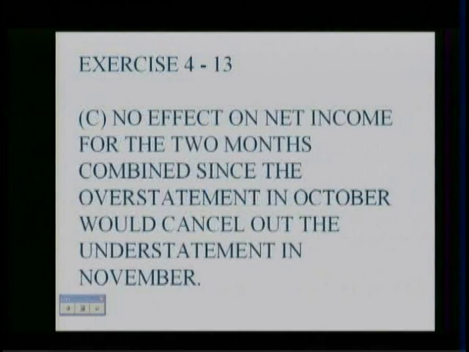In C, they say, okay, what is the net effect of these 2 months taken together? Well, they offset each other because you had overstatement in one month, understatement in the next month. They cancel each other out. But each month is wrong, but the overall effect is correct. So be aware that you will affect 2 different months if you forget to make adjusting entries.